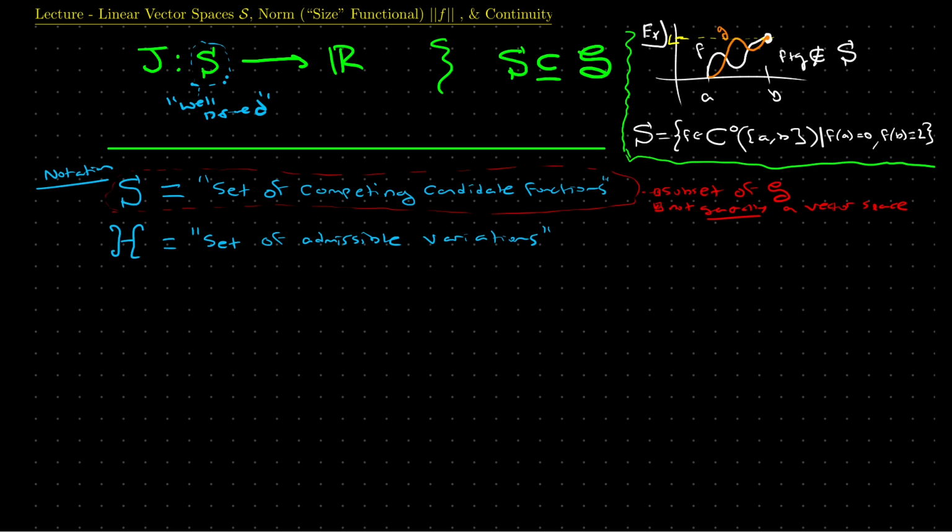Whereas there will be some other set we call curly H, which is cursive H, which will be a set of admissible variations. And this actually is not a set, but it should be a vector space in general, because we want to be able to add variations together to be in the actual space itself.